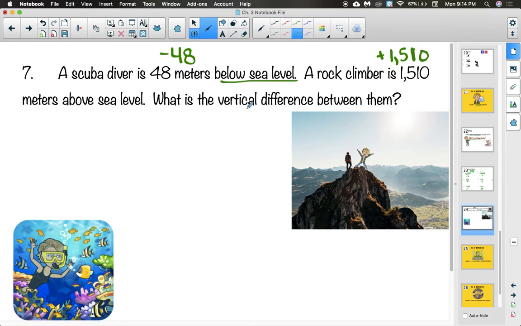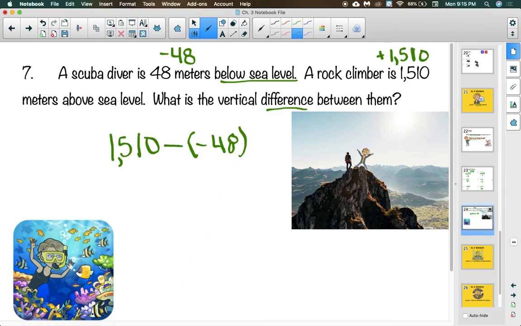And then it asks, what's the vertical difference between them? So the difference between them means we're going to take our highest point, our rock climber, and we're going to find the difference, which means we're going to subtract. And we're going to subtract away the scuba diver. Okay, so my rock climber is the highest point, 1,510, and I'm going to subtract. That's what it means by the difference. I'm going to subtract away the depth of the scuba diver. So I'm going to subtract away the negative 48 meters.